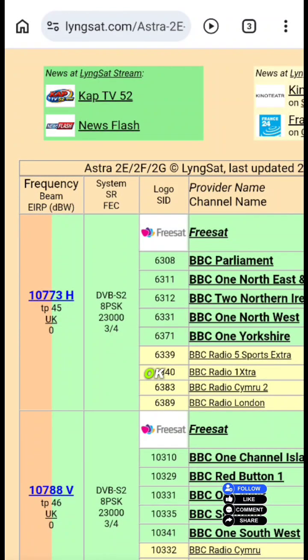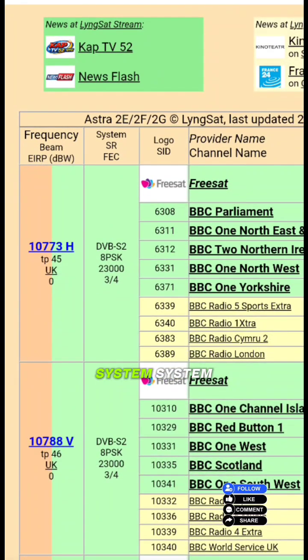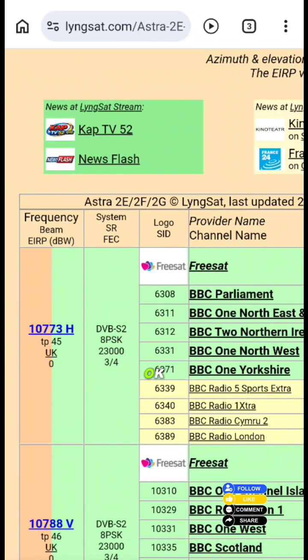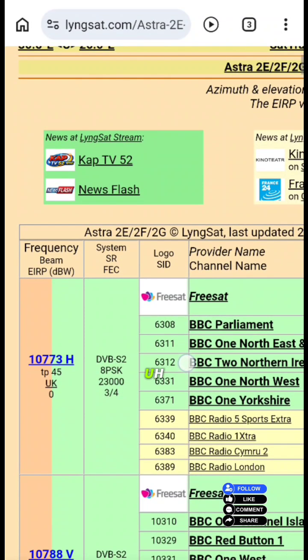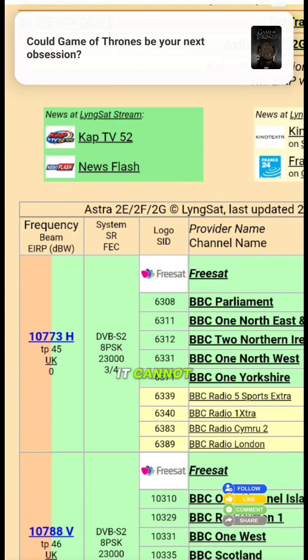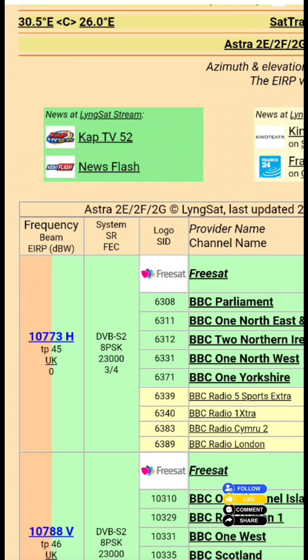Okay, next you see system. The system tells the receiver the transmission technology being used. We have different types of systems. For instance, under frequency 10773, next you can see DVB-S2, meaning that if you have a decoder that is DVB-S, it cannot lock this very signal. So you need DVB-S2 or a more recent technology for you to be able to get it.